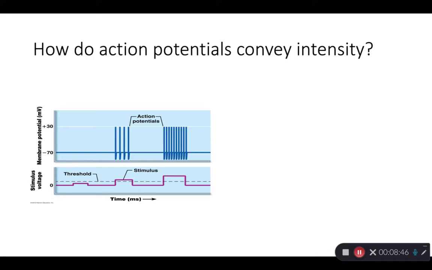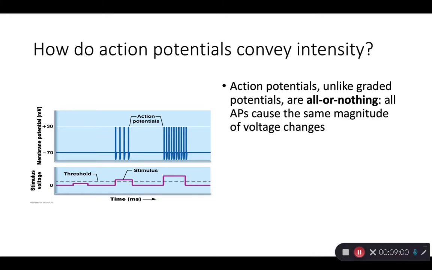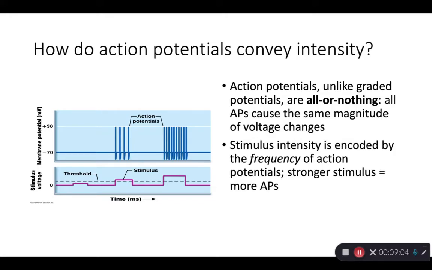So we need some way, though, to determine, if you're touching something, whether it's just a light touch or if somebody's hitting your finger with a hammer, right? You need a way to distinguish between that. So how do you do that if action potentials are all or nothing? Well, the answer is that you can vary the frequency of action potentials. So you can see here the responses to various stimuli of different intensities. Here you have a stimulus that is so little that it's actually below the threshold for triggering an action potential.